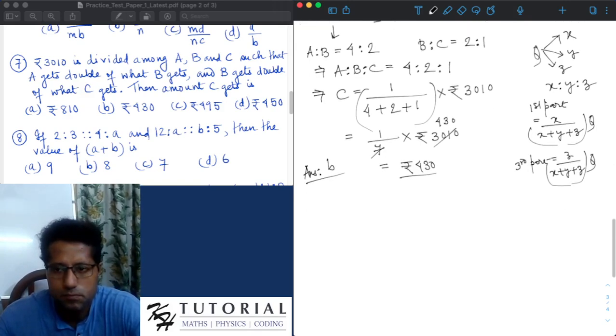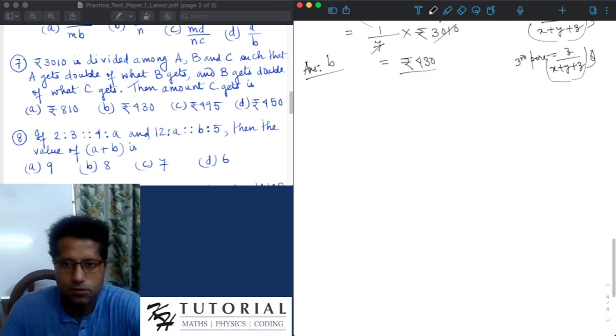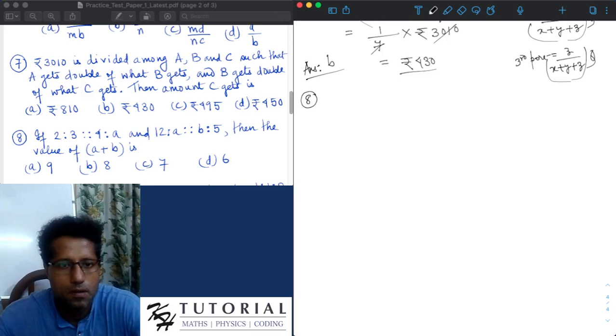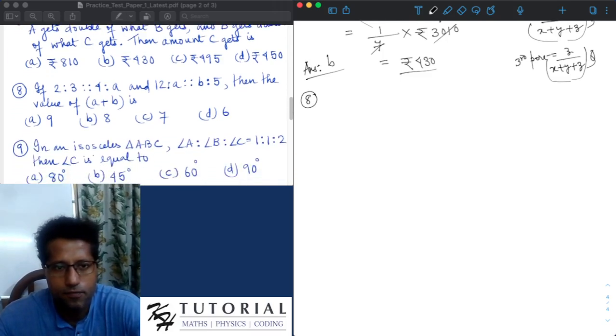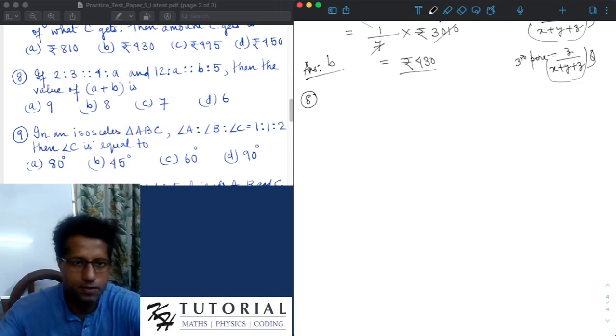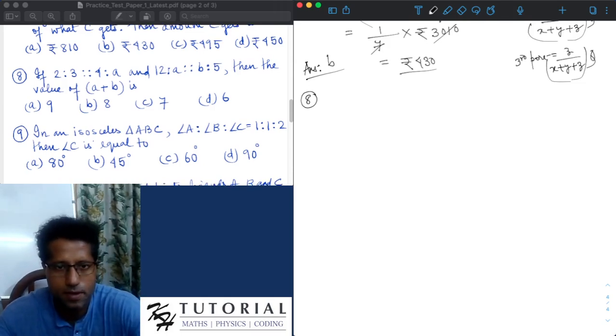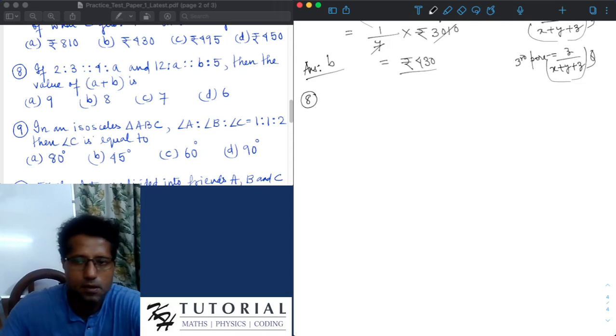Okay. Let's do question number 8. Question number 8 says that if 2 is to 3 is in proportion with 4 is to a, and 12 is to a is in proportion with b is to 5, then the value of a plus b is.